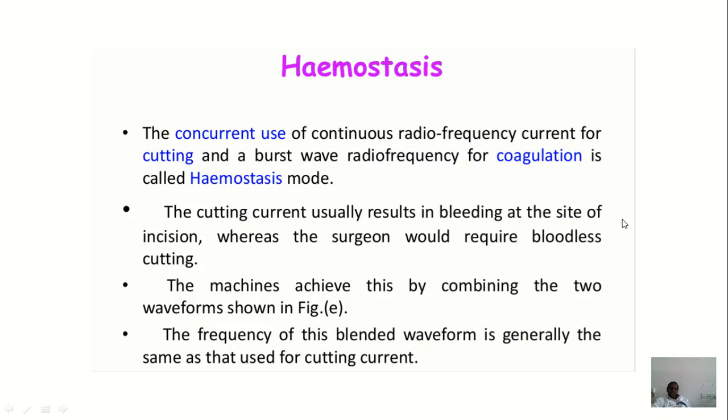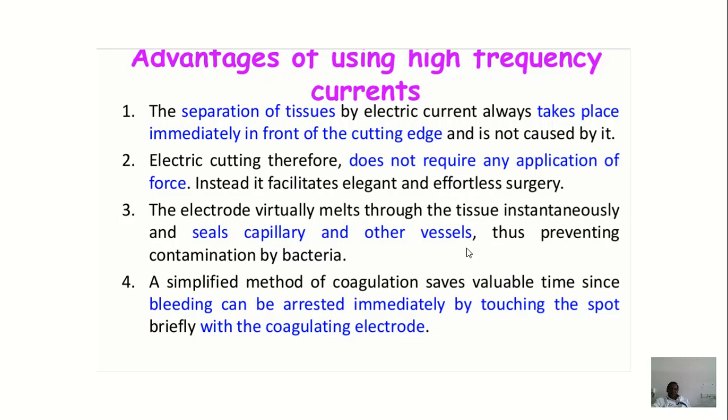In the hemostasis mode, we use two kinds of current concurrently: the cutting current and the radio frequency wave of the coagulation current. That is called hemostasis mode, used to avoid blood leakage and achieve bloodless surgery in diathermy.